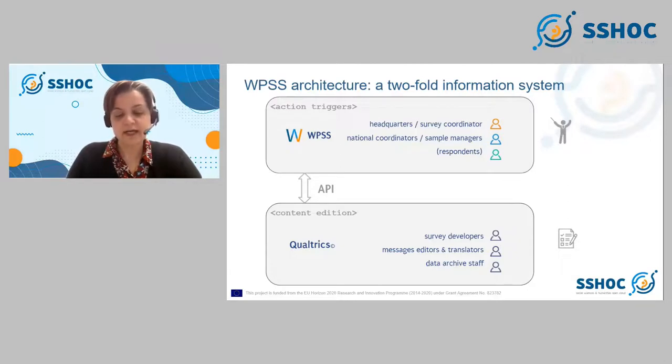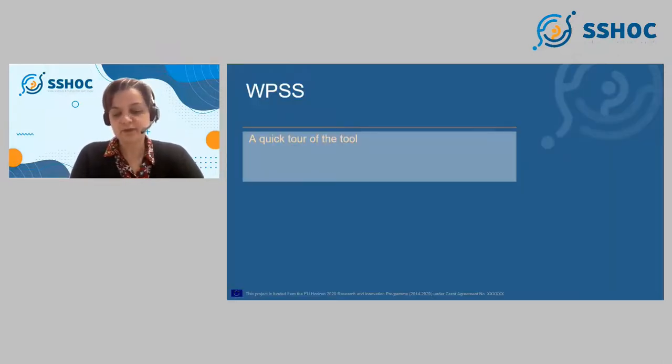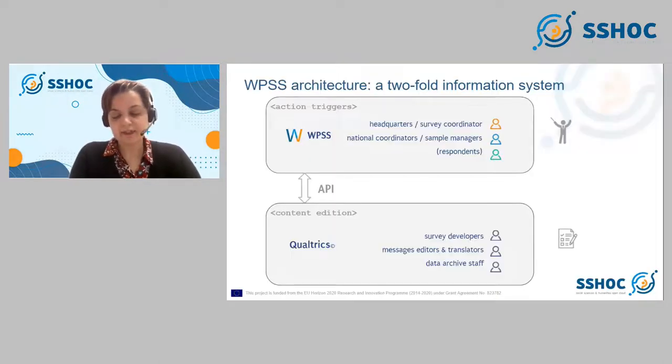Users are granted either access to the survey platform or to WPSS. For example, the survey coordinator doesn't need to connect to Qualtrics. On the contrary, a translator isn't aware of WPSS. The rationale is as follows. Actions are triggered from WPSS and carried out on Qualtrics, while content is managed from the survey platform.